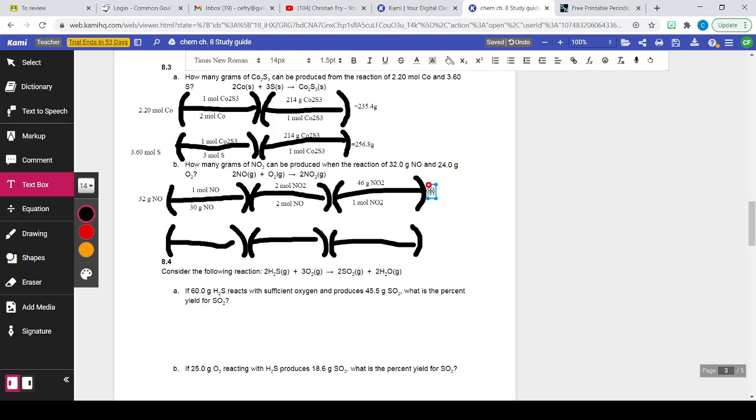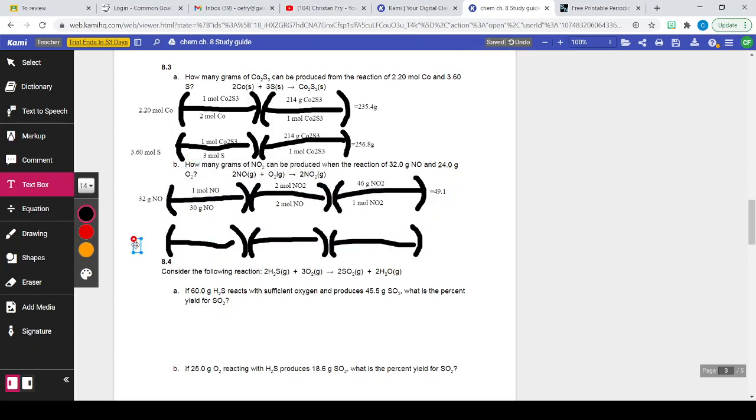Okay, so that's going to equal 32 divided by 30. The 2 over 2 will cancel out. This 2 over 2 here is going to cancel out. So this ends up being 49.1. All right, let's do this next one.